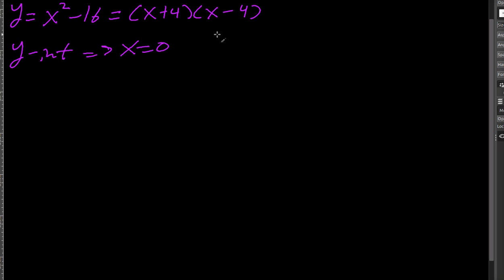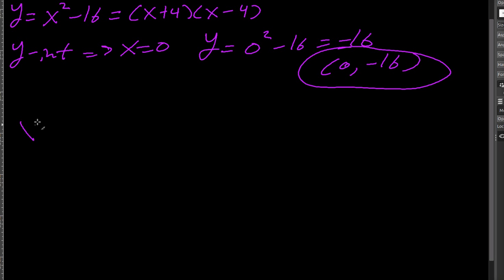If x equals 0, I can just plug that in right there. Y equals 0 squared minus 16, which is minus 16. So the y-intercept would occur at (0, -16). What about the x-intercept? The x-intercept implies that y equals 0.